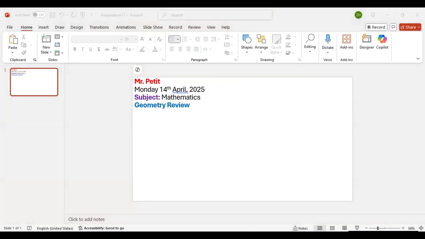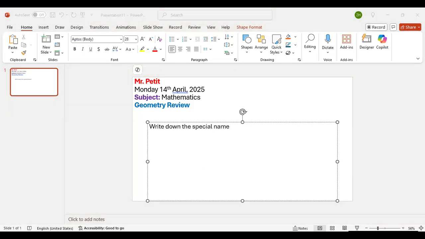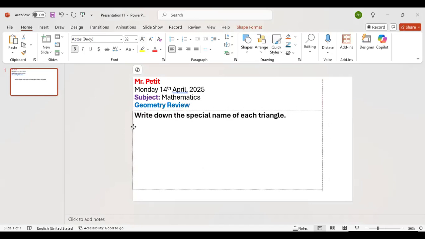And so I want to begin with this question. The question says: write down the special name of each triangle. Write down the special name of each triangle. So for this one, you're going to write down the special name for each triangle, right?